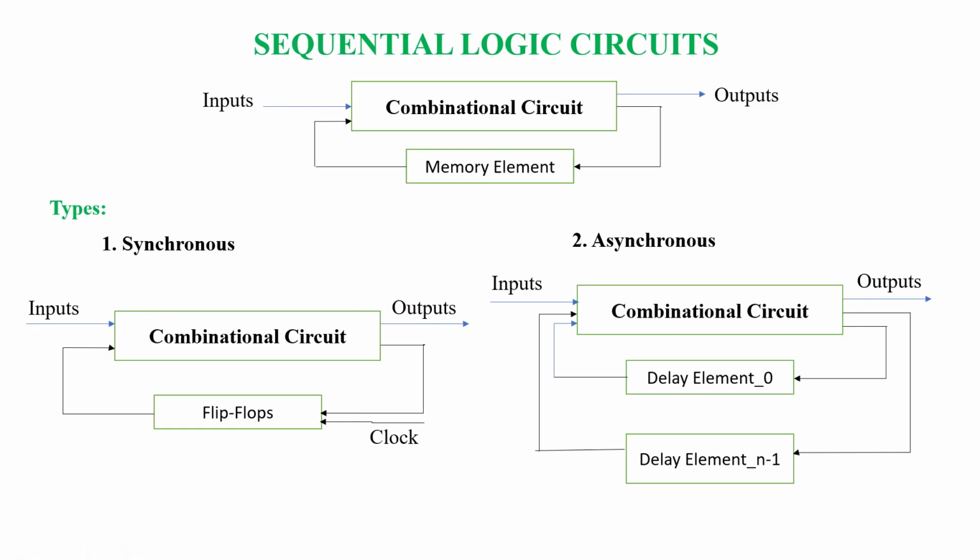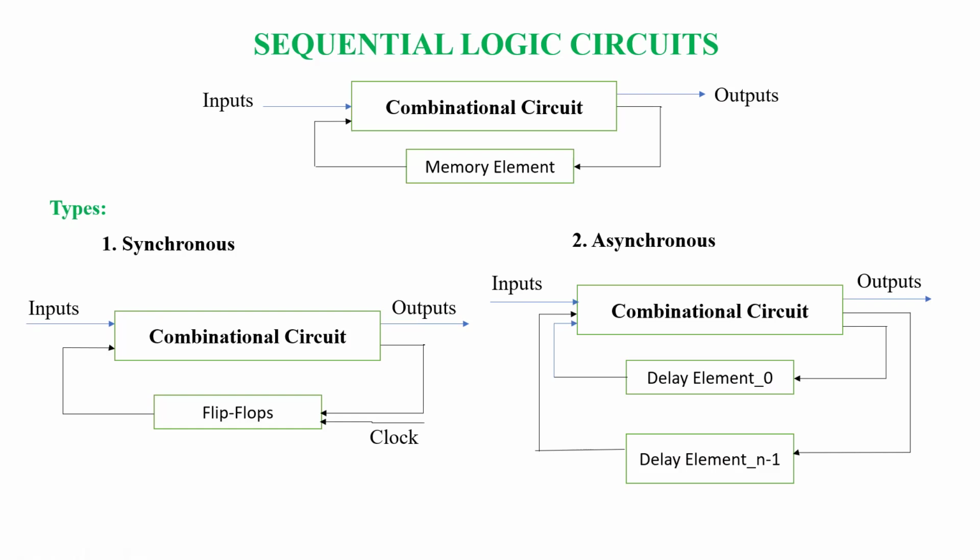The sequential logic circuit has two types. One is the synchronous logic circuit, another is the asynchronous logic circuit. In the synchronous case, flip-flops are used as the memory element, and when we use a flip-flop, we must have a clock pulse. So in synchronous circuits, how many clock pulses do we have? All flip-flops will be given the same clock pulse. That means the same clock pulse is shared by all flip-flops.